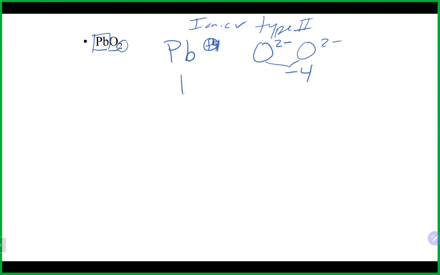So that would give us lead Roman numeral 4 for the charge and oxide. This is a prime example of what I was talking about earlier, that sometimes people are taught to just move it this way, and you will get the wrong answer in this case. There are a lot of cases where if you just blindly move those things up or down, you will get the wrong answer.